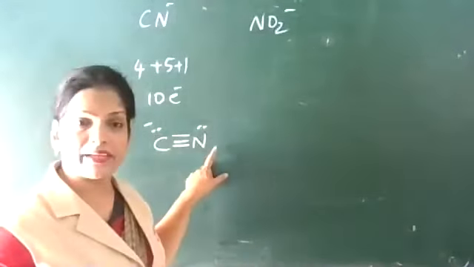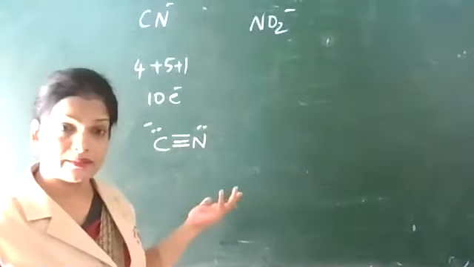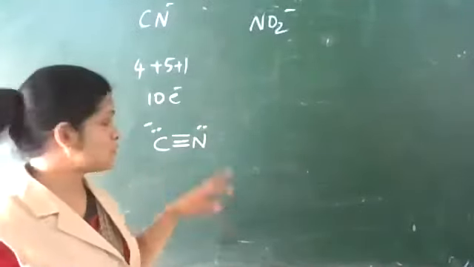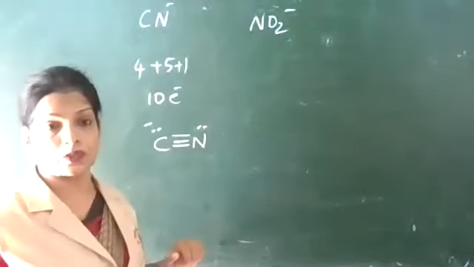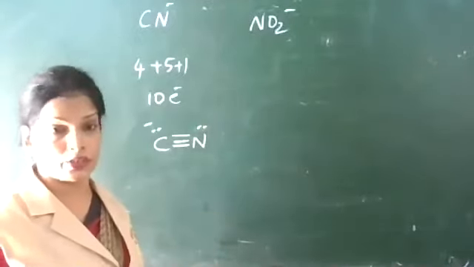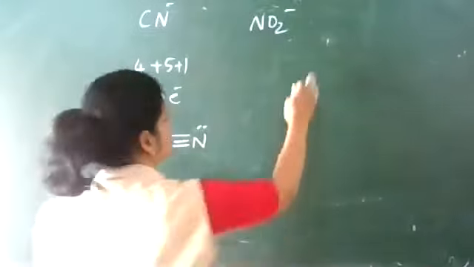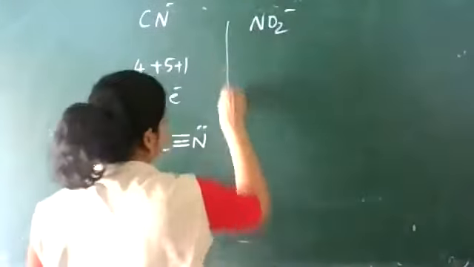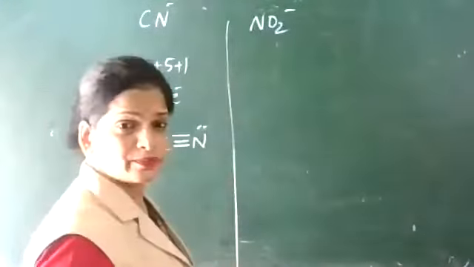Nitrogen is also having an electron pair. It can attack by that electron pair. Means from both the sides this attack is possible. Means it is an ambident. It is an ambident.